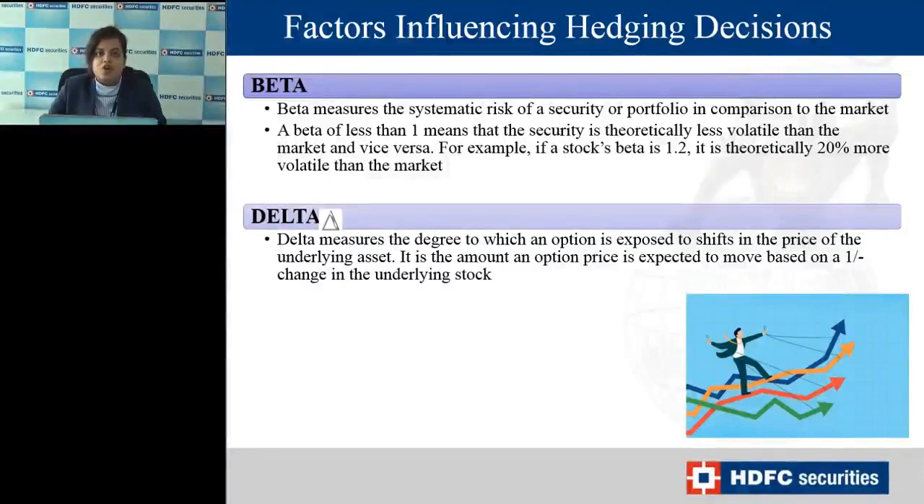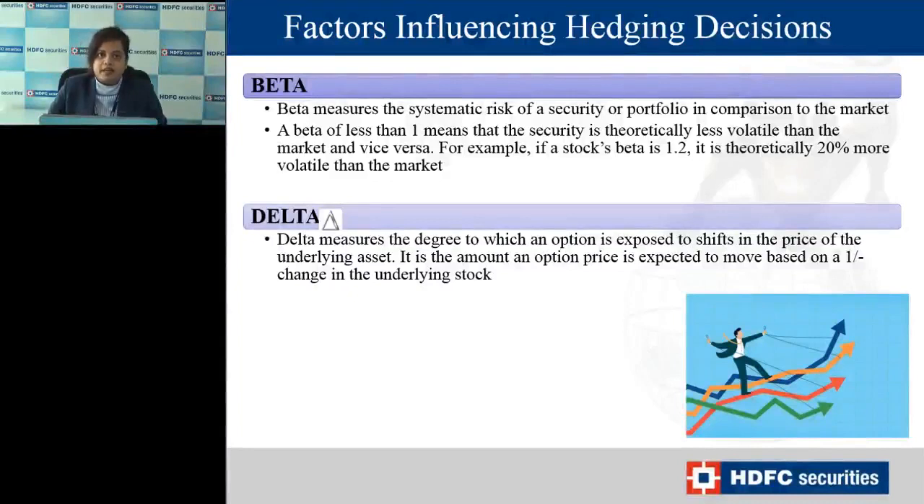So if my stock is moving by 1 rupee, 1 point, how much should my option's price become? My price of the options should move by that particular movement, and this movement is what is measured by the delta over here. So this is the basic understanding of beta and delta.